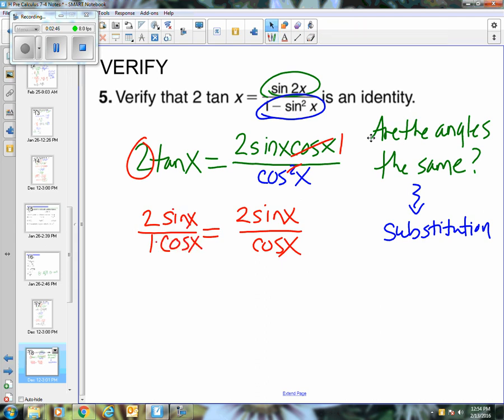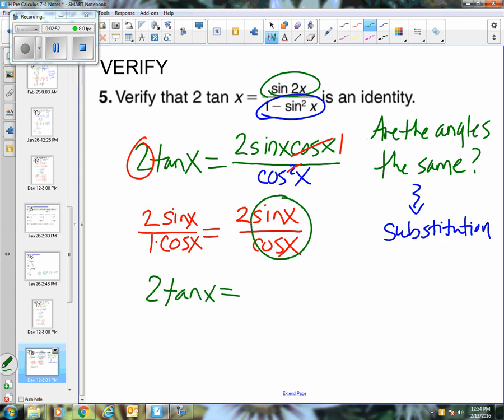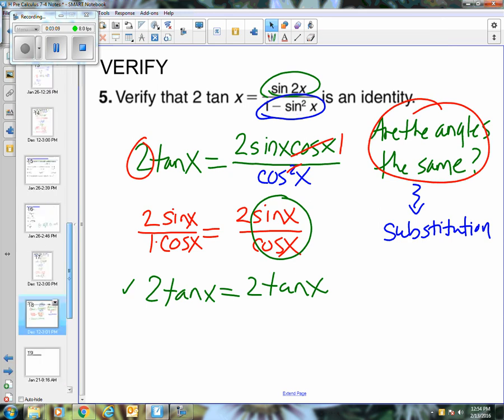Otherwise, if you didn't want to change that left-hand side over, you could have just as easily kept the left-hand side and then substituted over here and said, oh, wait, sine over cosine, that's tangent, and then I could have had it verified that way as well. So when we're verifying, we're just showing that those two sides are in fact the same. But here's the new thing to be checking for. Are the angles the same? Are they the same expression? Because if they're not, we're going to have to perform some substitutions.